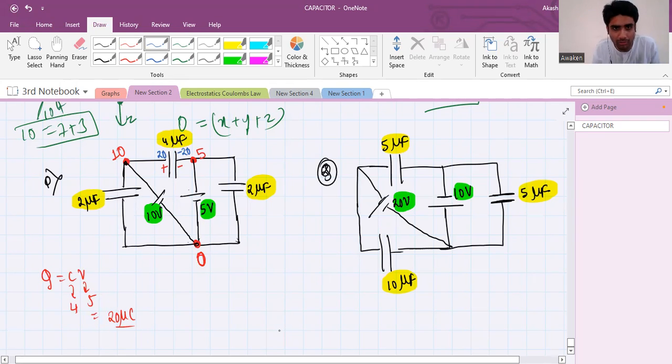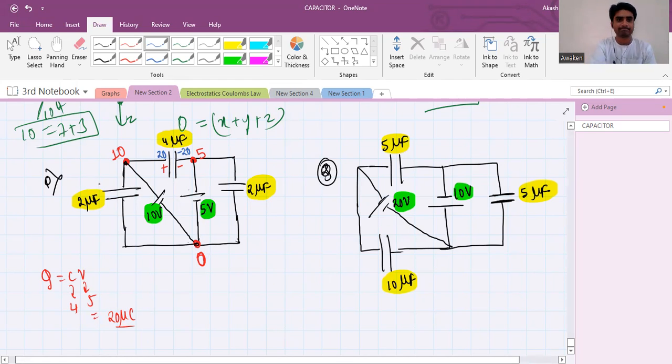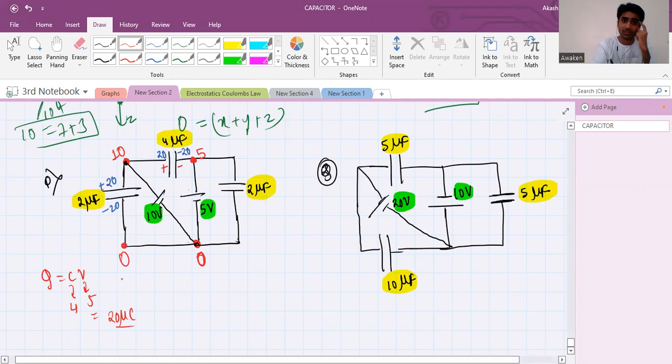For the left 2 microfarad, the top one will be plus 20 microcoulomb and bottom one minus 20 microcoulomb. Sorry, 20, not 10. Potential difference is 10, minus 0 is 10, so Q equals C into V, and C is 2. Clear this much?